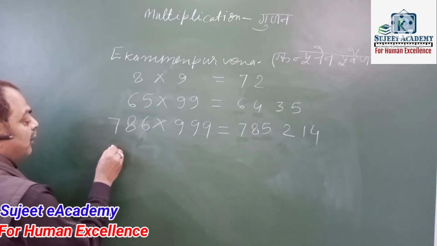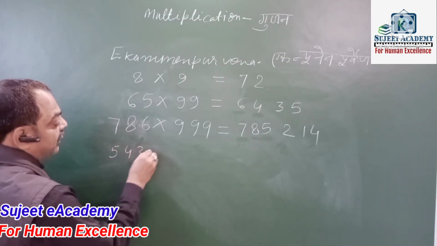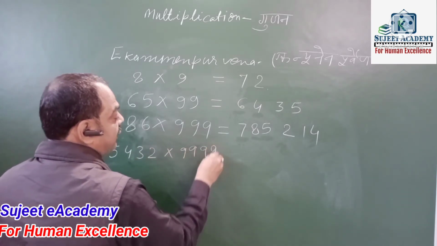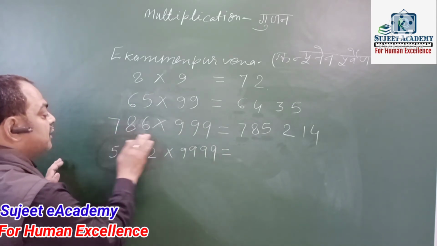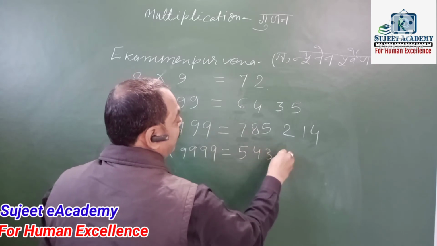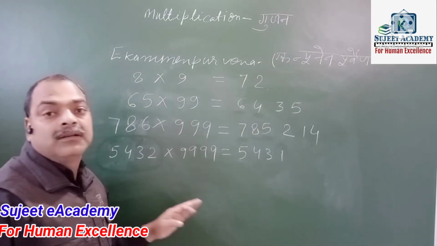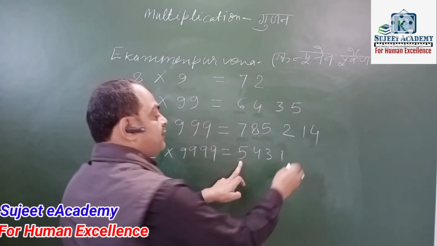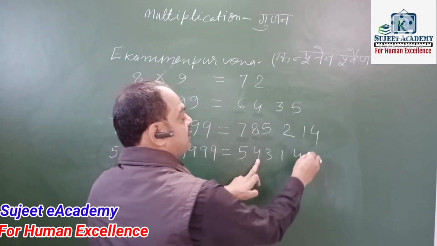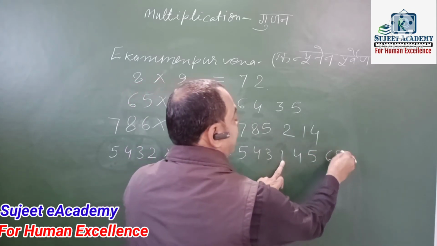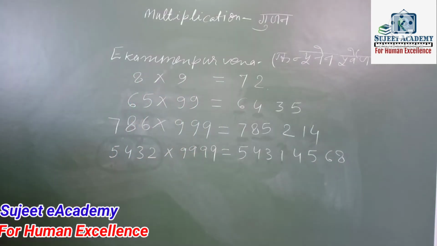If the number is 4 digit, 5432, multiplied by 4 times of 9, you just reduce it by 1. 5431. After that, you subtract it from 9. 9 minus 5 is 4. 9 minus 4 is 5. 9 minus 3 is 6. 9 minus 1 is 8. This is your answer.